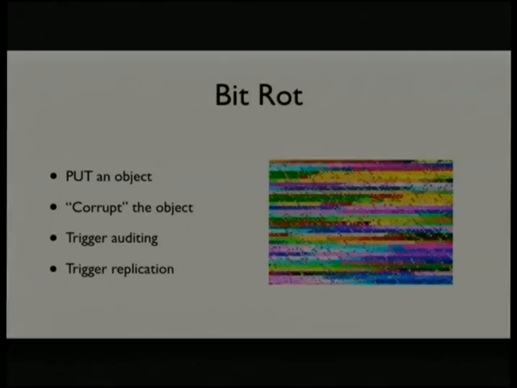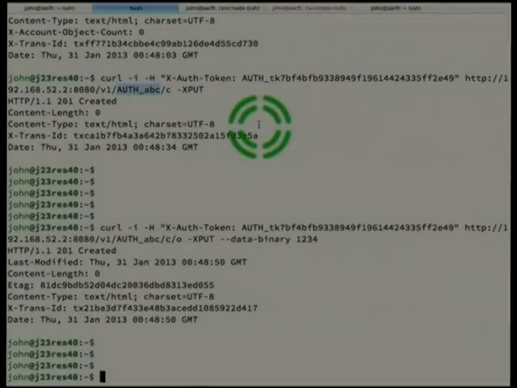And to corrupt the object, what we're going to do is just echo a string into that actual data file. Then we're going to trigger the auditing background process, turn that on, and see that it gets moved out of the way. And then we're going to turn on the replication process and see that a good copy gets put back. Should be pretty straightforward here.